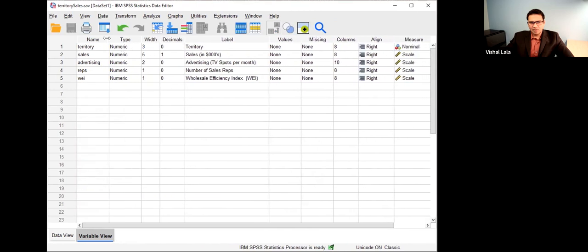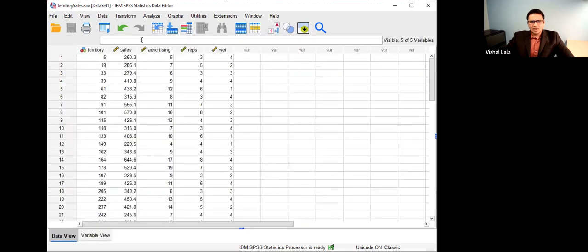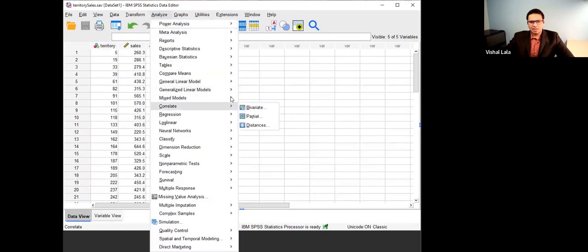So we have here sales, which is sales in thousands of dollars. Advertising refers to TV spots per month, reps is the number of sales reps, and WEI is the wholesale efficiency index, which is really ordinal scale data, but we'll represent that as scale here, despite the fact that it can be argued to be ordinal scaled or rank ordered data. But we're going to keep that as interval scale here. Okay, let's go and examine the correlation. To examine the correlation, you go to Analyze, Correlate, Bivariate.